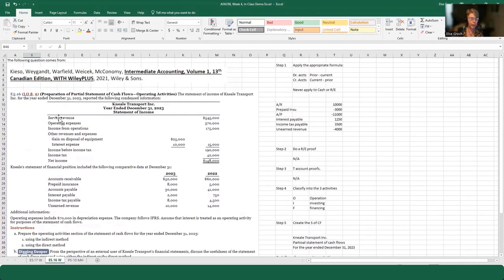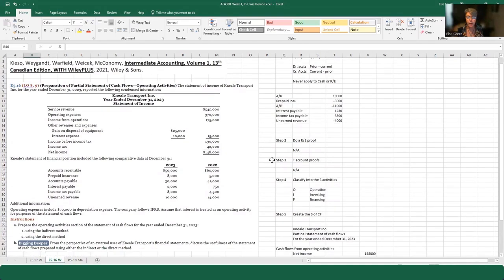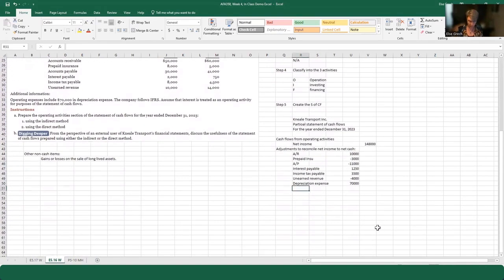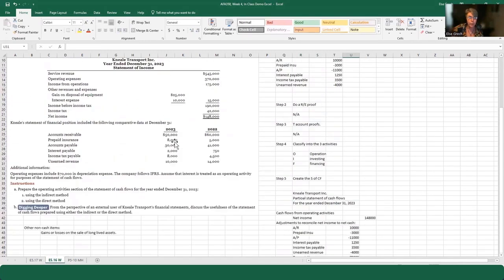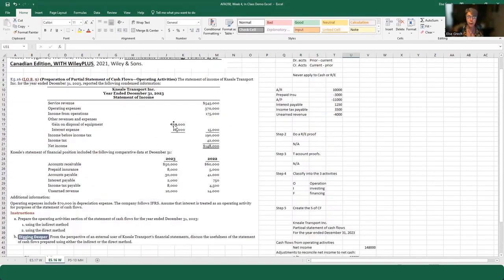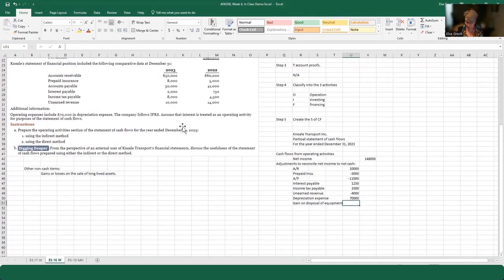So I go up here and I look at this income from operations, other revenue. Gain on disposal of equipment is $25,000. So here I'm going to do the gain on disposal of equipment, and it says it's $25,000. This is a gain, it's a revenue, it's non-cash. So I have to eliminate it. I'm going to put a negative $25,000 against it. There we go.